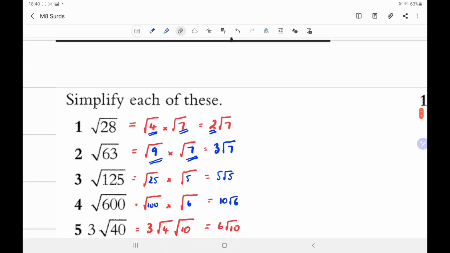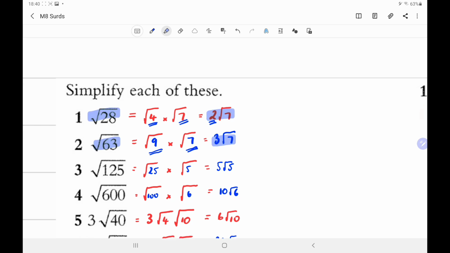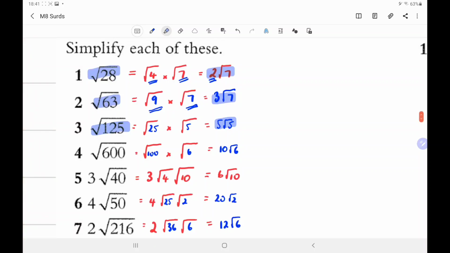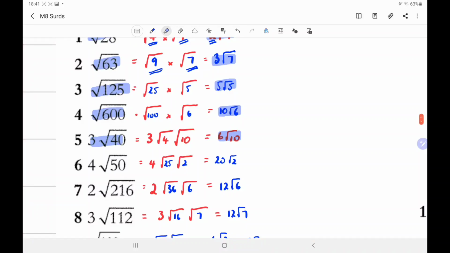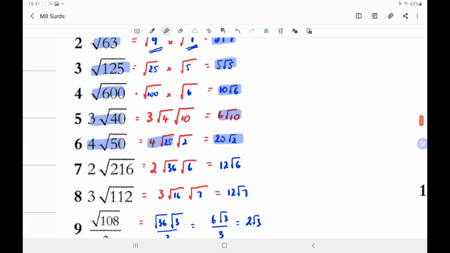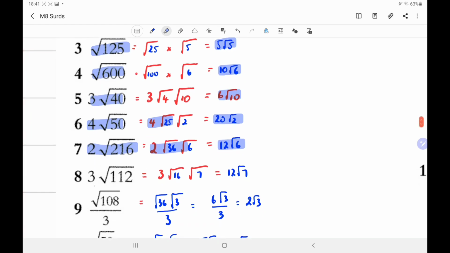So the answers to all of these questions then. Question 1, root 28 is 2 root 7. Root 63 is 3 root 7. Root 125 is 5 root 5. Root 600 is 10 root 6. 3 root 40 is 6 root 10. 4 root 50 becomes 4 times root 25 times root 2. But this bit, 4 times root 25 becomes 20, so it's 20 root 2. Root 216 is 36 by 6, and you're left with 12 root 6 as an answer. 3 root 112 becomes 3 times root 16 times root 7, which becomes 12 root 7.